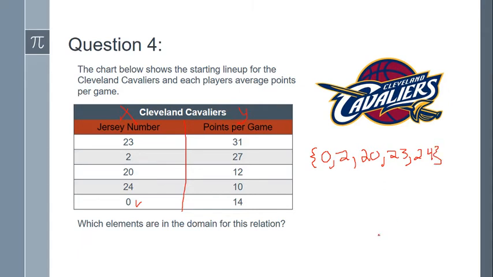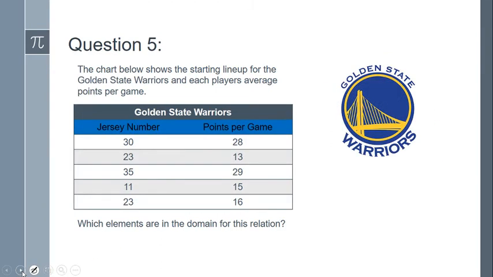So in your project problem, it says select all the ones that are in the domain. You're just clicking all the ones that are the x values, the ones in the first column. Easy, easy. Same thing with question 5. Same table, different numbers, same idea.